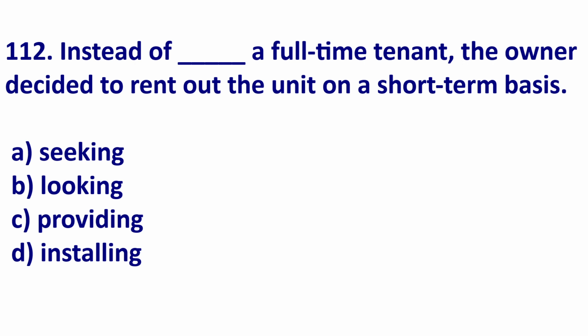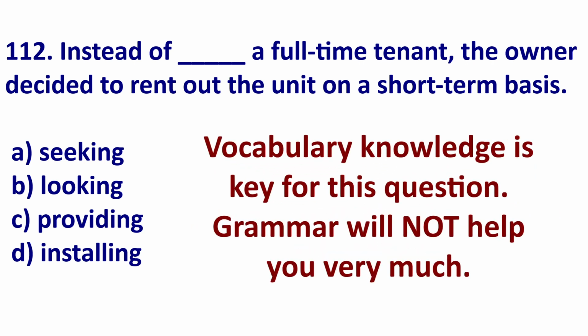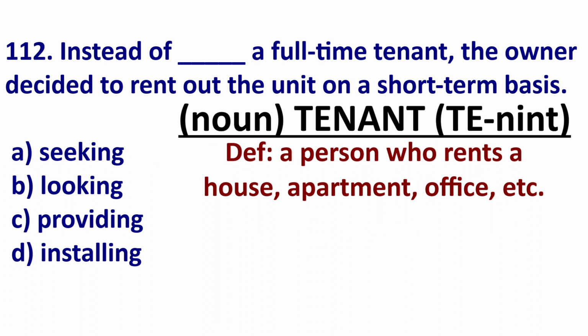Let's look at how to answer two difficult TOEIC questions. Here is the first. Now, this question requires some key vocabulary. Let's look at the word tenant, where it says instead of blank, a full-time tenant. A tenant is a person who rents a house, apartment, office, etc.